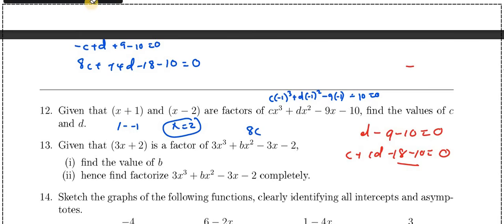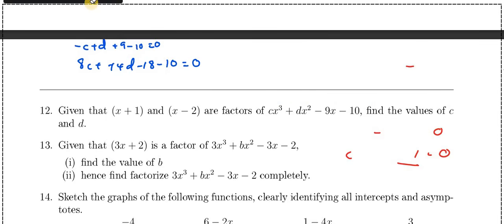Then if we have created these two equations, we can solve them simultaneously because they have two variables that we're interested in. So the first one can be rewritten. 9 minus 10 is negative 1. Negative 1 crosses to the other side and becomes positive 1. Here we're having 8c plus 4d, and this is going to be 28 when it crosses to the other side.